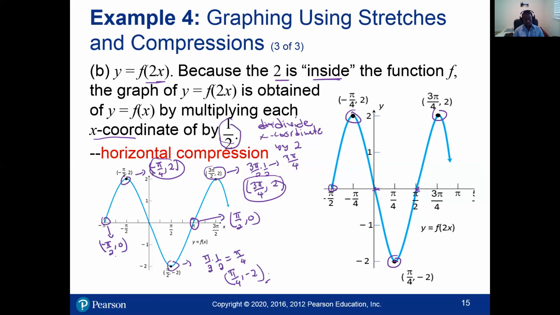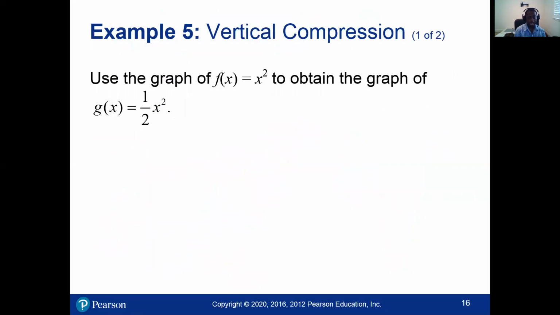All right. So we have horizontal compression, and then vertical stretch, as we gave. Now let's continue looking at some other examples.